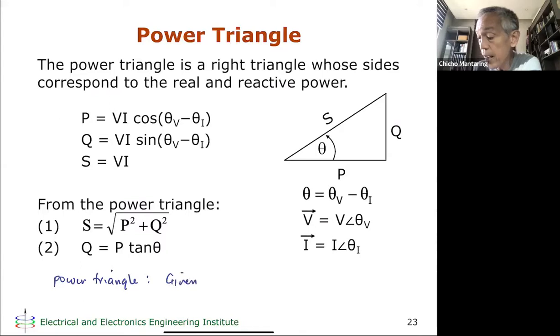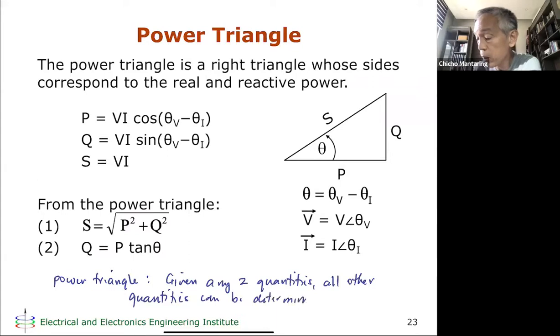Given any two quantities, all other quantities can be determined. So essentially, I have four quantities here. No? P, Q, theta, and S. If I know P and Q, I can get theta and S. If I know P and S, I can get theta and Q. No? If I know S and theta, I can get P and Q. So given any two quantities, all other quantities can be determined.